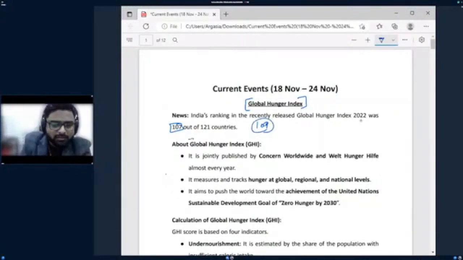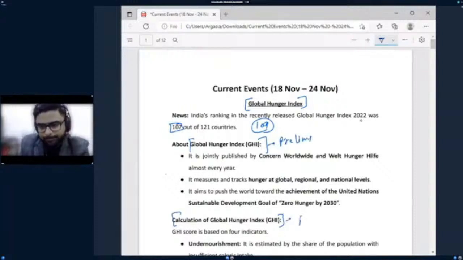So all you have to remember, this is for prelims. These two things you need to know for prelims. UPSC will directly ask. Whatever we discussed earlier was mains. This is prelims. So you need to remember what is Global Hunger Index.